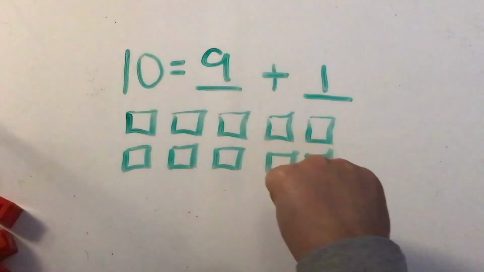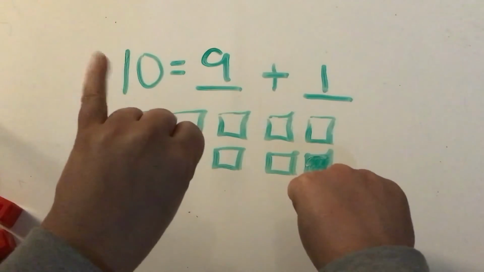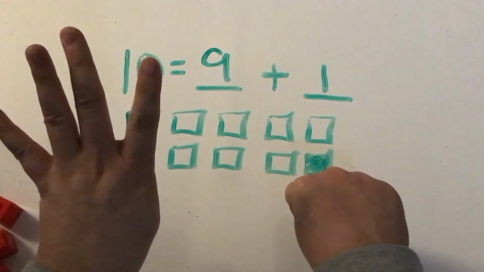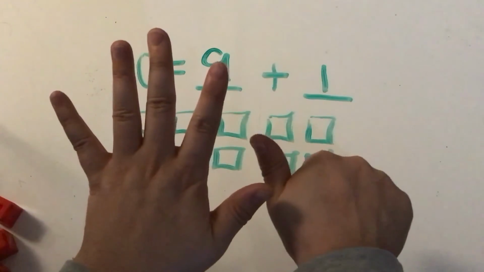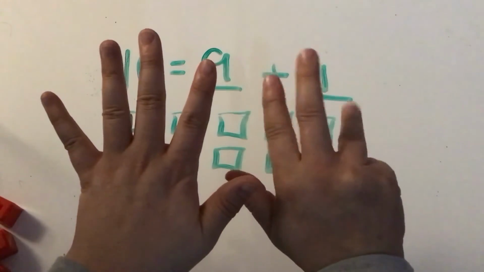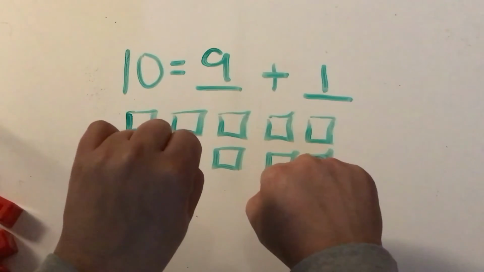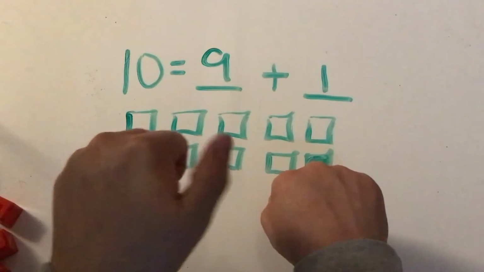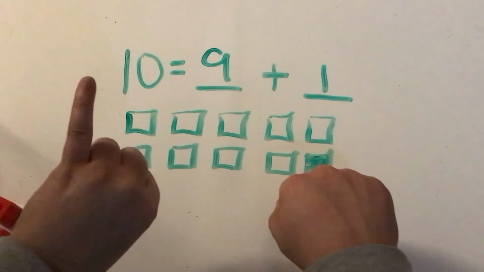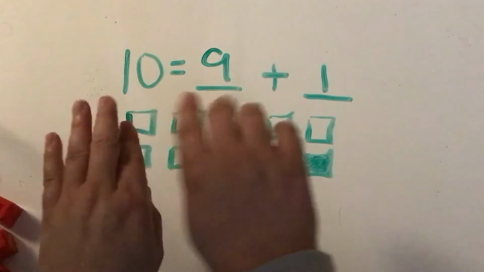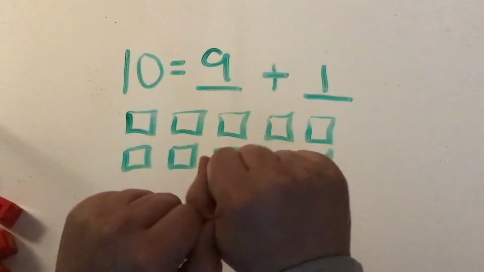Remember, we count on our fingers starting with our pinky with our left hand. 1, 2, 3, 4, 5, 6, 7, 8, 9, 10. Remember, you start with your left hand and your pinky. I know we're used to starting with our thumb, but when we're counting in math, we start with our pinky so we can go from left to right, just like we do when we read books.